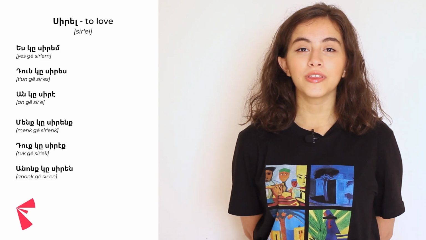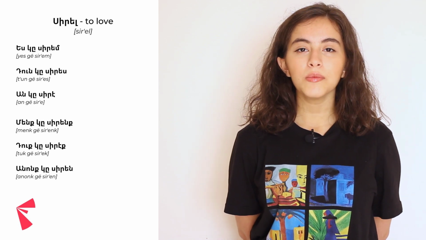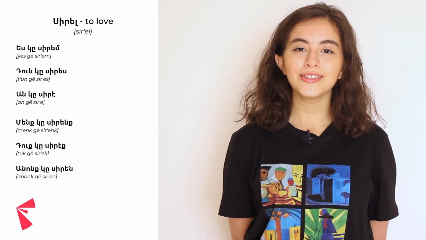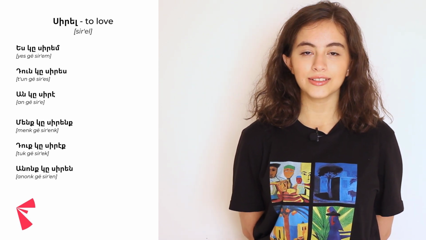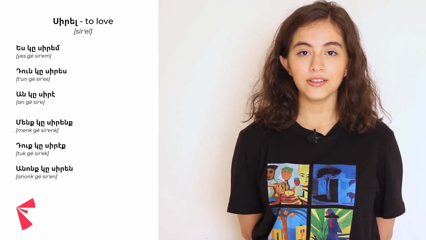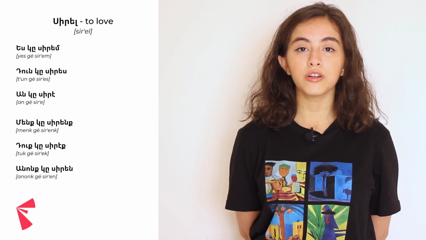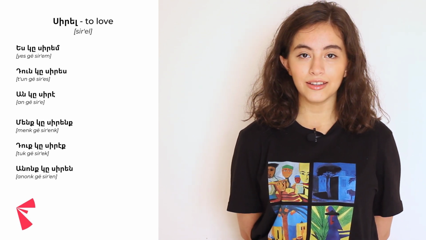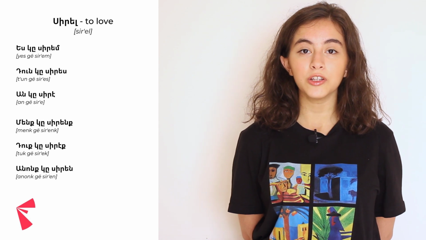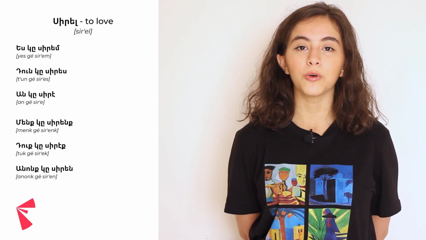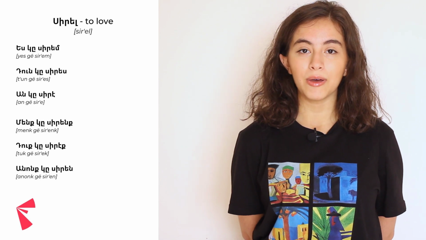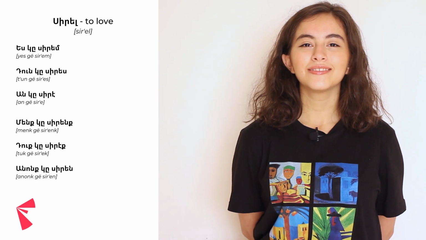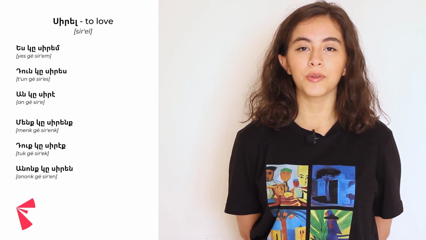For the verbs that end with el, the verb ending is the same as the conjugated form of the verb to be. Let me explain this with the example of sirel. I love is yes gesirem. As you can see, g is followed by the conjugated form of sirel for the first person singular. Notice that the ending is the same as the first person singular form of yesem. So the ending m is the same as g sirem. Yesem, g sirem. The same goes for the rest of the pronouns.